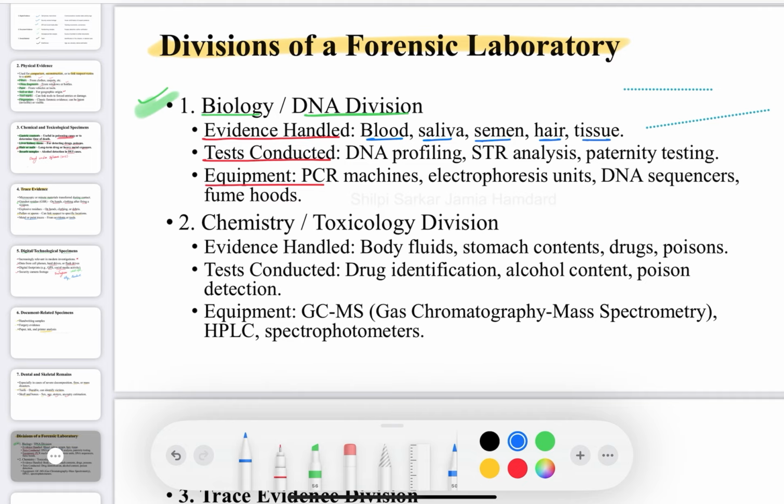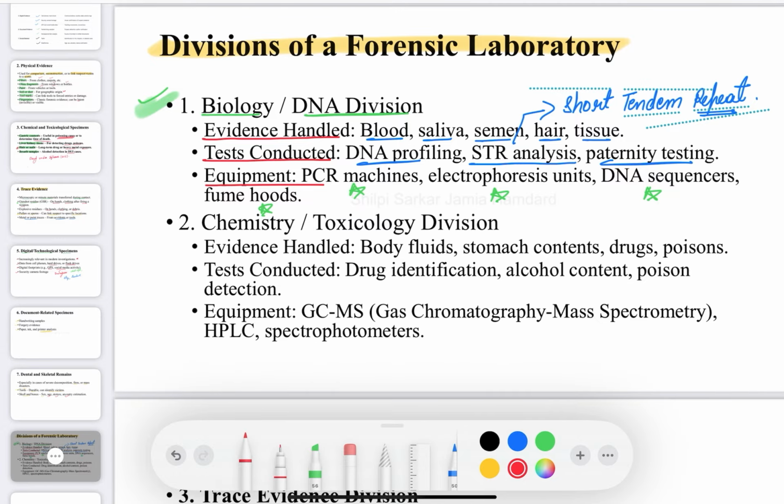What kind of test is conducted in the biological or DNA division? That is called DNA profiling, STR. STR is nothing but short tandem repeat. It is mainly helpful in finding out the victims, and also in paternity testing, right? Equipment needed here are PCR machines, electrophoresis unit, DNA sequencers, and fume hood.